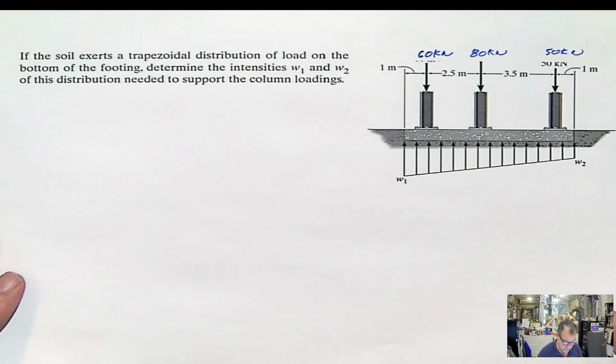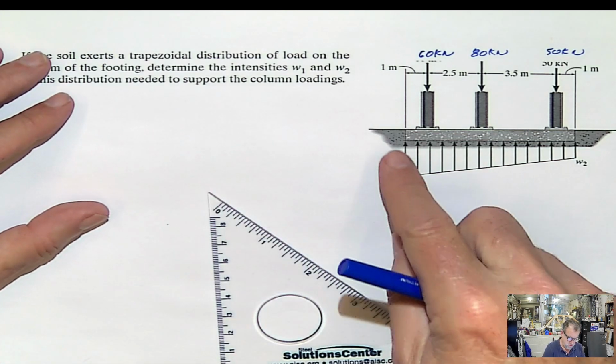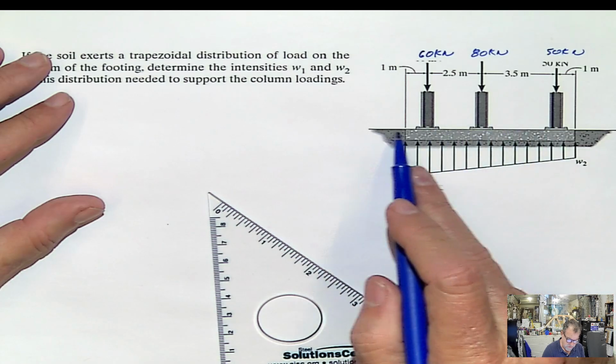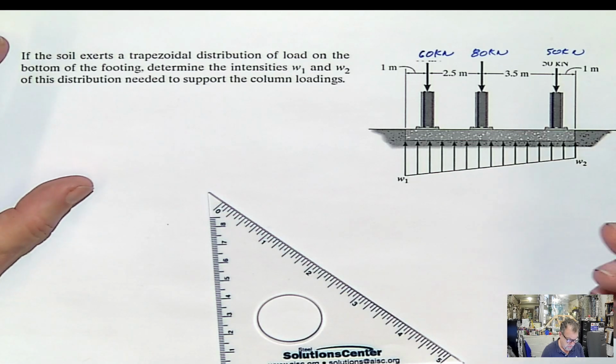Hi again, guys. Once again, I think this problem is a little bit out of phase, but anyway, let's work it out and see how I can explain this to you. It says that the soil exerts the trapezoidal load here. We have three columns. This is a slab foundation holding all three columns here.